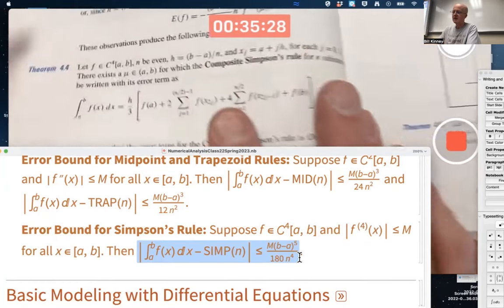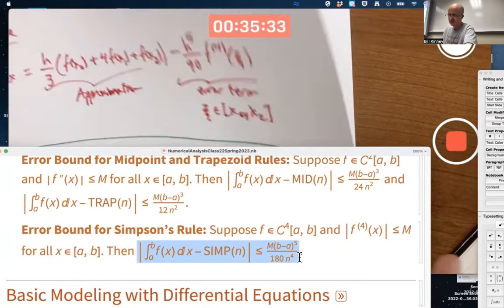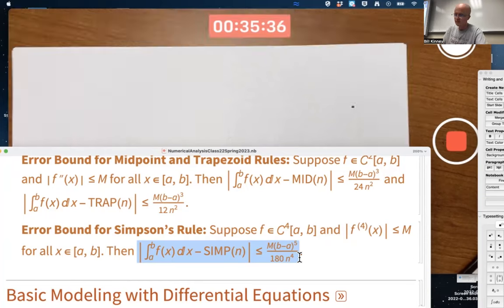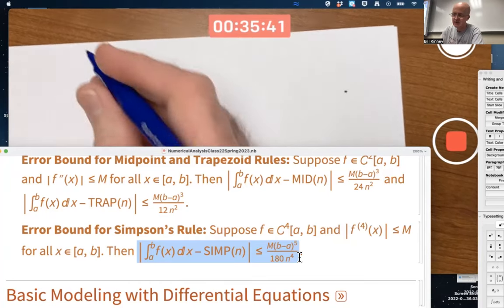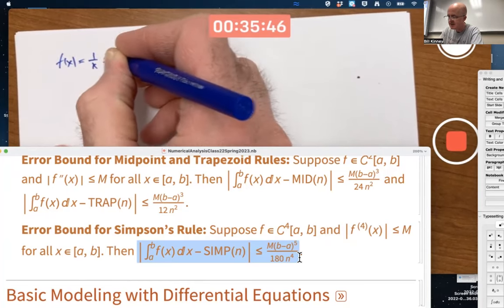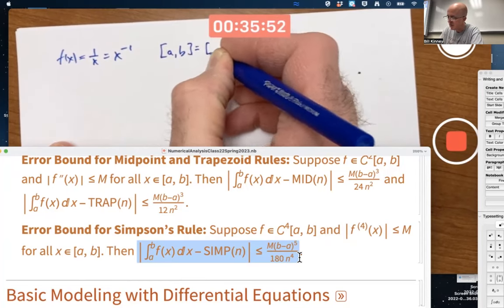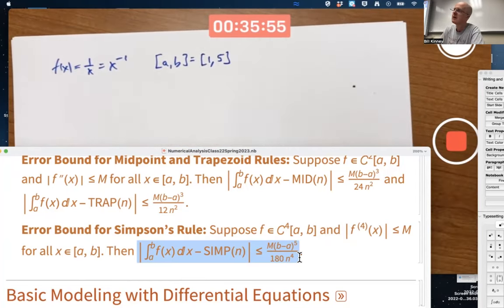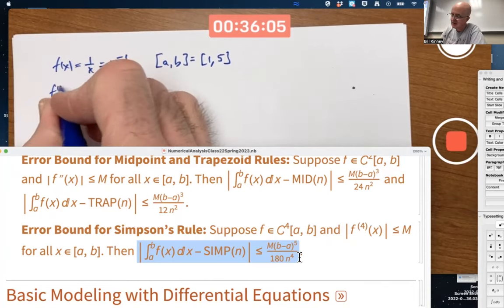Let's confirm that these are working for our example. So for our example, again, the function is f of x equals 1 over x, or x to the negative 1 power. The interval in question from a to b is 1 to 5. Might have been more interesting to pick an interval like 2 to 5 or something, because making the left endpoint be 1 makes the m's really easy to find. But we'll leave it at that.